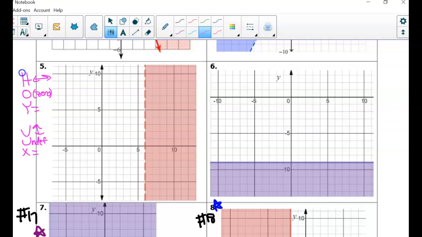For number 5, is this a horizontal or vertical line? Vertical. So this would be an x. This is at 6. It has to be a strictly greater than or strictly less than. And this one, if I pick any of these numbers, is 10 greater than or less than 6? Greater. So this would be greater than.